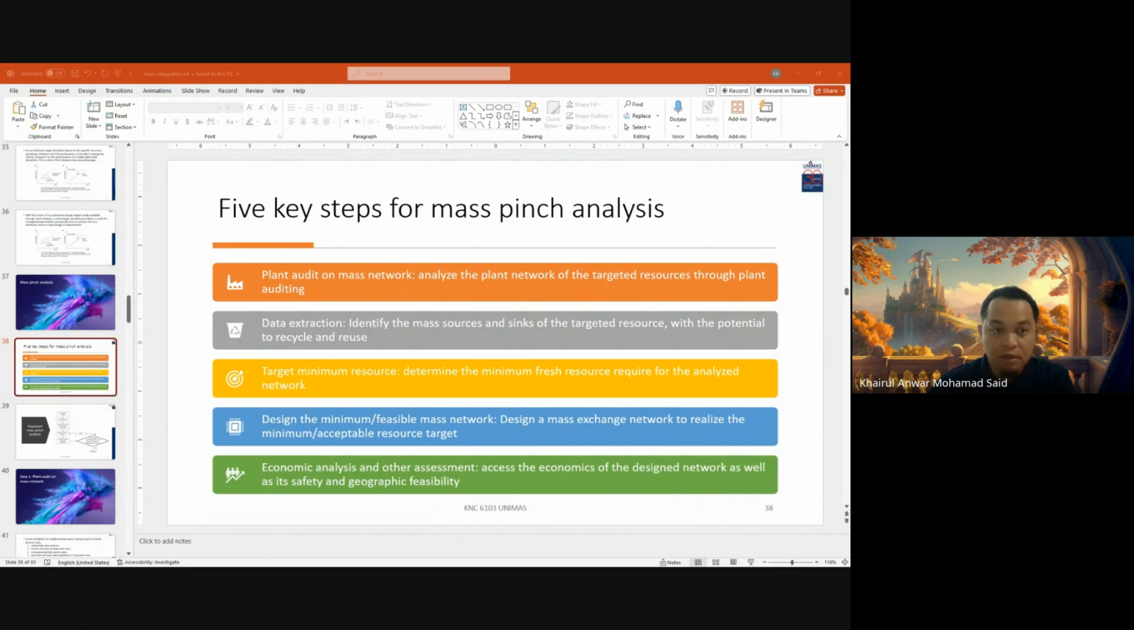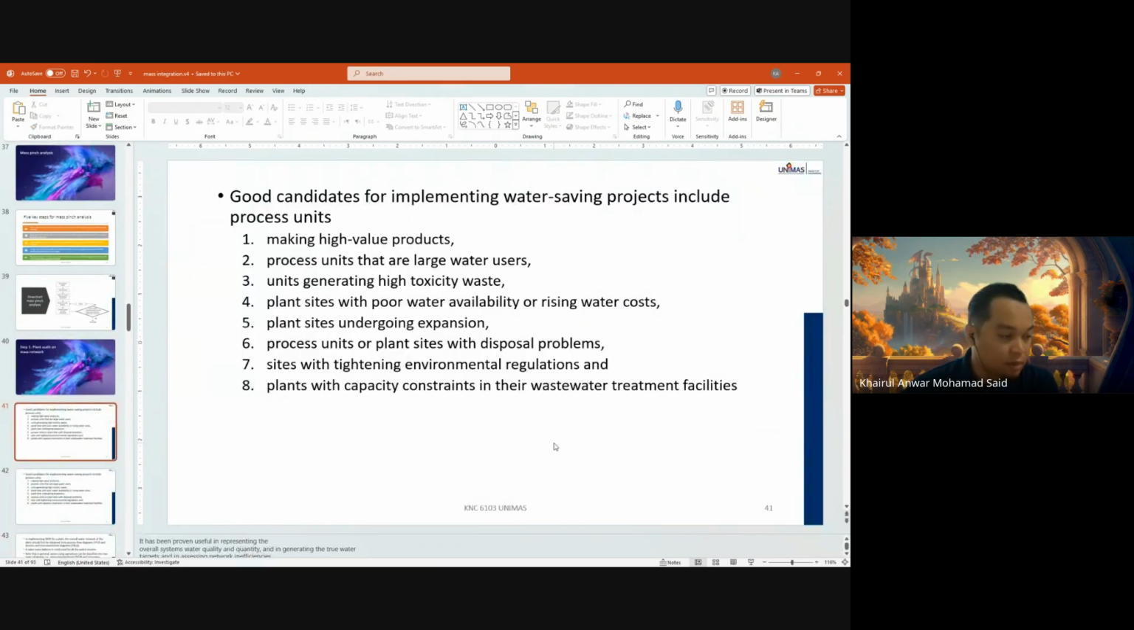So we continue. Step one. The core concept for step one is you cannot optimize what you have not measured.